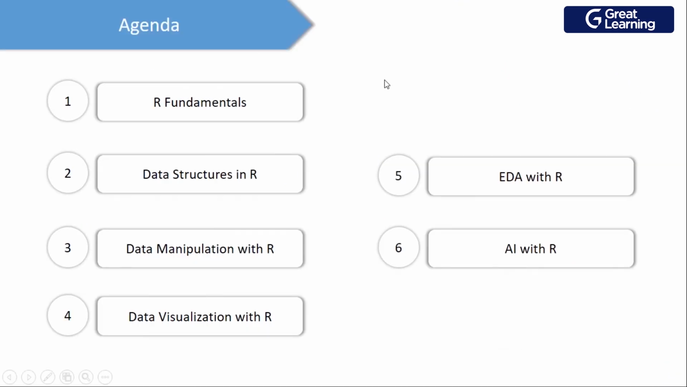So we'll start off by learning some of the fundamentals in R language, and then we'll look at the different data structures in R, which would be vector, list, data frame, and so on. And then we'll see how to do data manipulation with the dplyr library. And then we'll go ahead and do data visualization with the ggplot2 library. After that, we will perform exploratory data analysis. And then finally, we'll be implementing some AI related tasks with R.